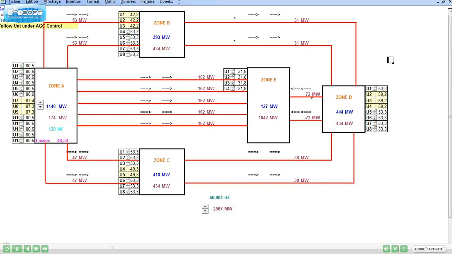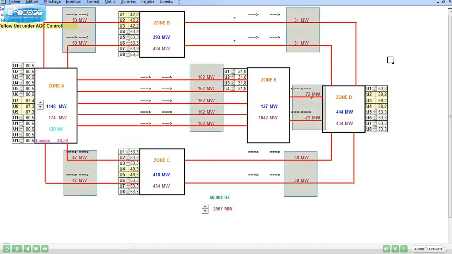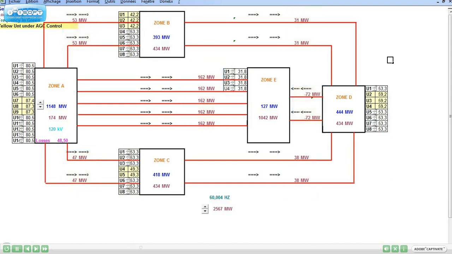This is on the next simulator level. There are 5 zones. Each zone is equipped with units. Zone A has 12 units, B, C, and D have 8 units, and E has 4 units. There are lines interconnecting the zones. The megawatts flow is shown on the lines.